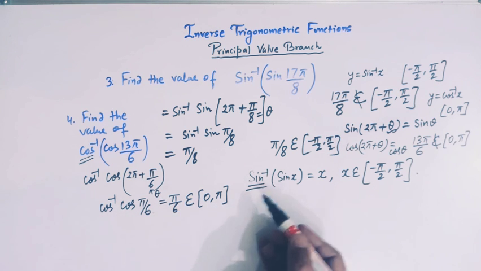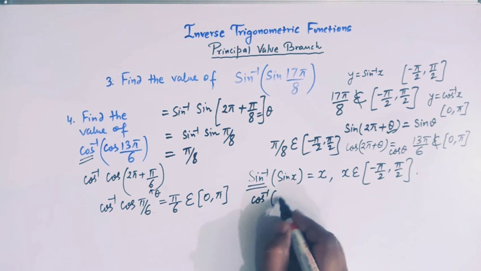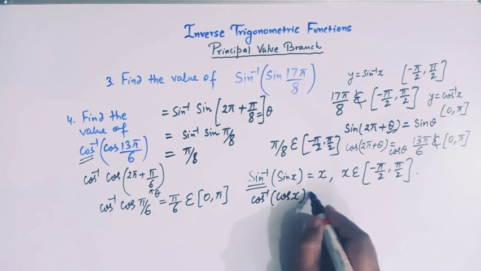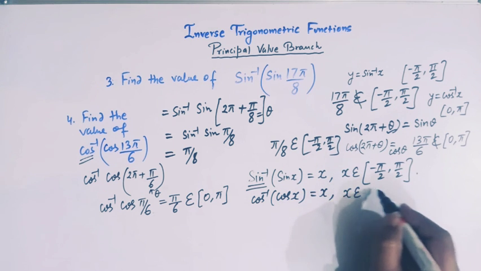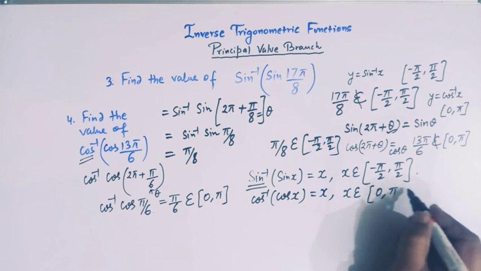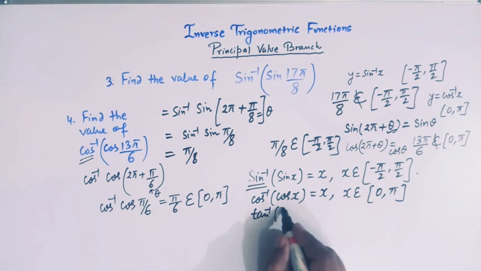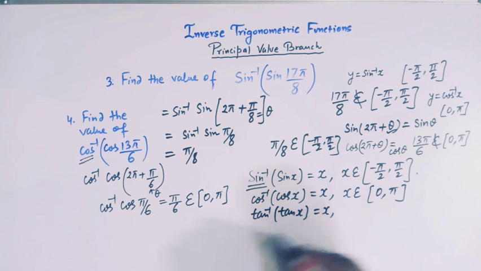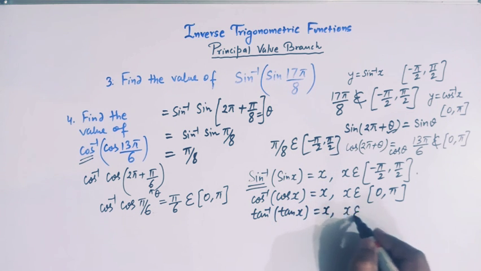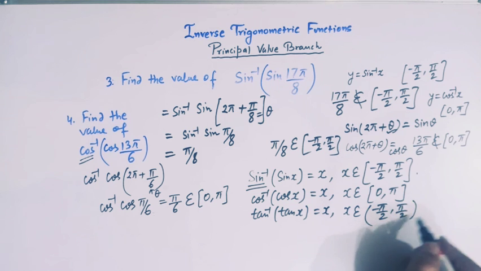So here again we have applied the result, that is cos inverse of cos x is always equal to x if and only if x belongs to 0 to pi, right? Similarly, we have tan inverse of tan x is equal to x if and only if x belongs to the open interval, that is minus pi by 2 to pi by 2, right?